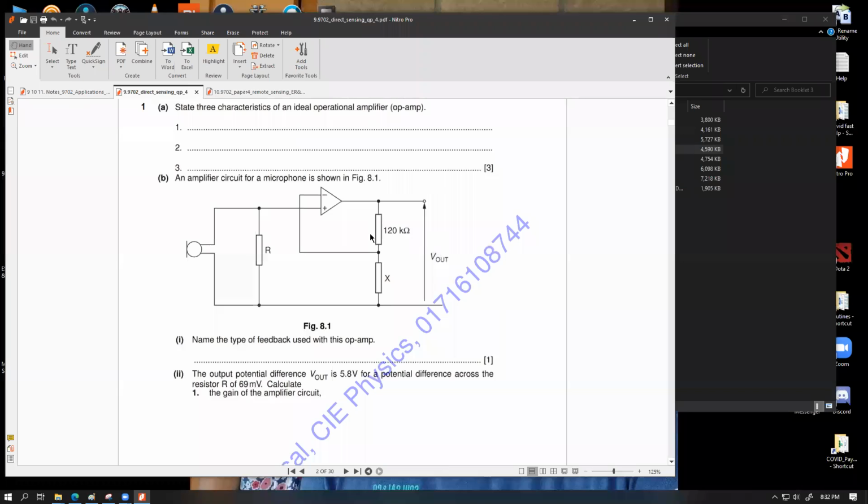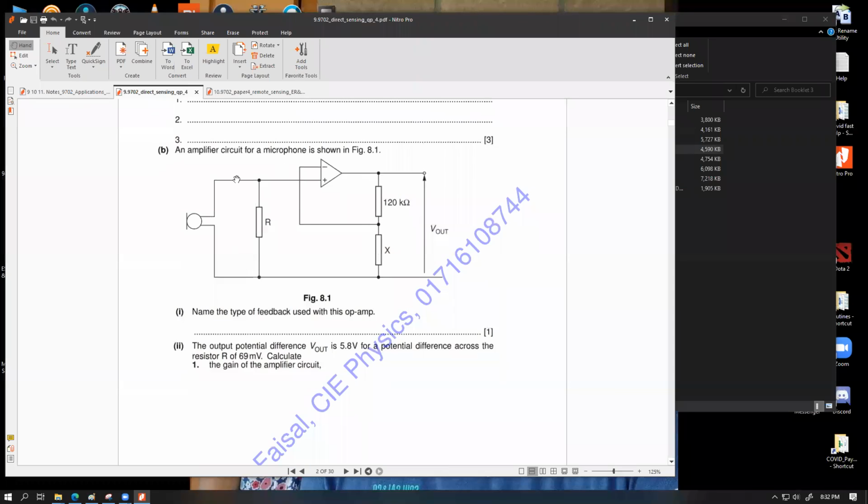As simple as that. Now comes an amplifier circuit for a microphone, shown in figure 8.1. This is the circuit symbol for a microphone, a circle with a dot. Name the type of feedback used in this op-amp. Any type of feedback that you'll see is always negative feedback. So you just write negative. One word. If you don't make a spelling mistake, you'll score this 1 mark.